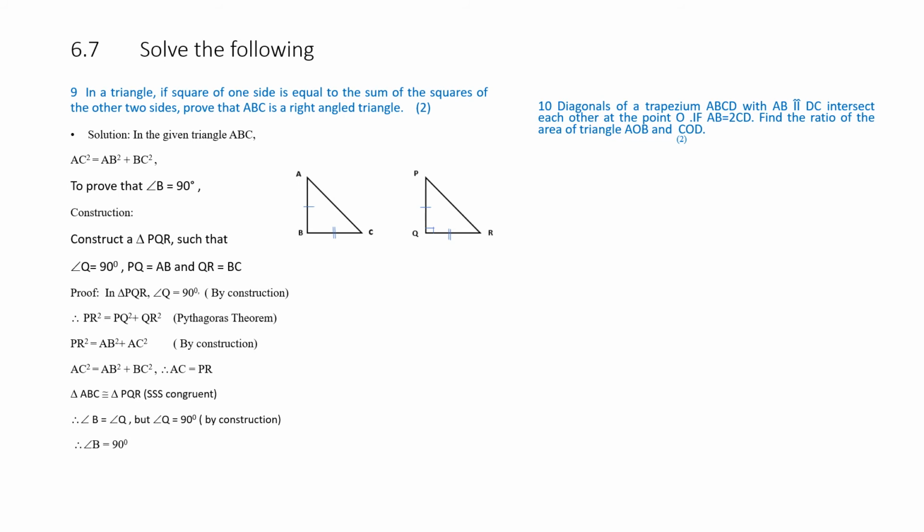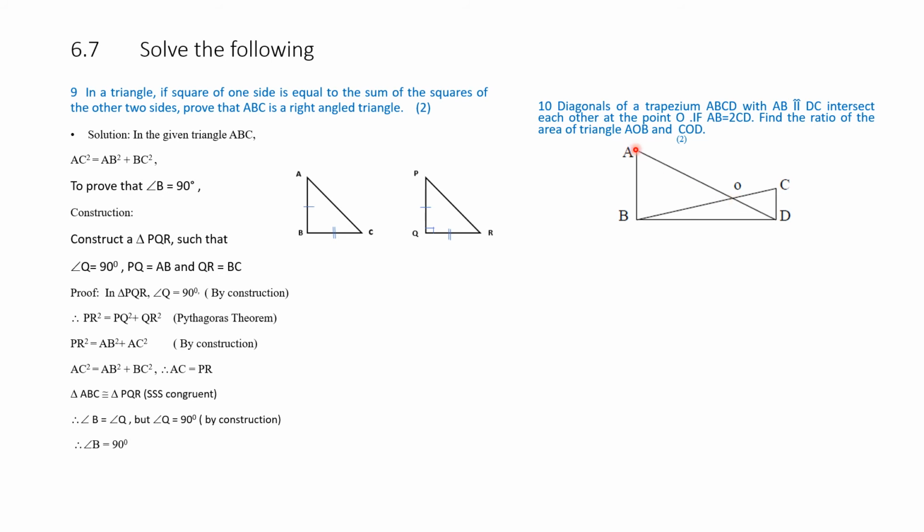Question number 10. Diagonals of a trapezium ABCD with AB parallel to DC intersect each other at point O. If AB is equal to 2CD, find the ratio of the area of triangle AOB and triangle COD. This is a 2-mark question. Please see the figure. ABDC is a trapezium. AB is parallel to CD, it is given. Diagonal AD intersects with diagonal BC at point O.